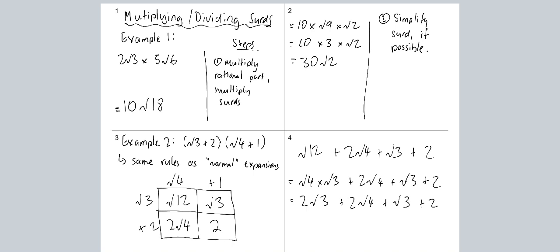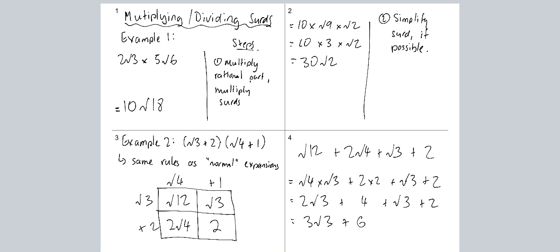Oh, maybe I should have done this as well. Okay, 2 root 4 is just 2 times 2. That's 4. And now I will collect the like terms together. So I've got a 2 root 3 and a root 3. So that's 3 root 3. And I've got 4 plus 2, which is 6. So that is a massively long way to do the problem that I started with.